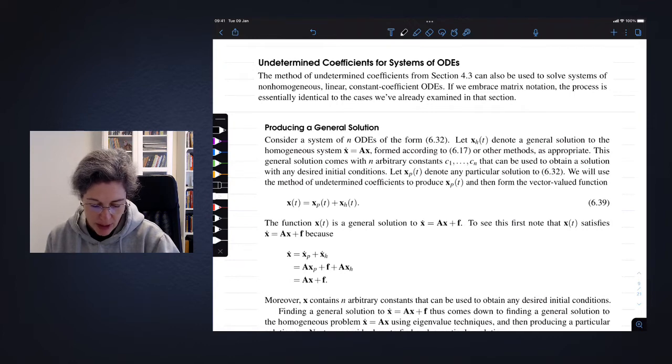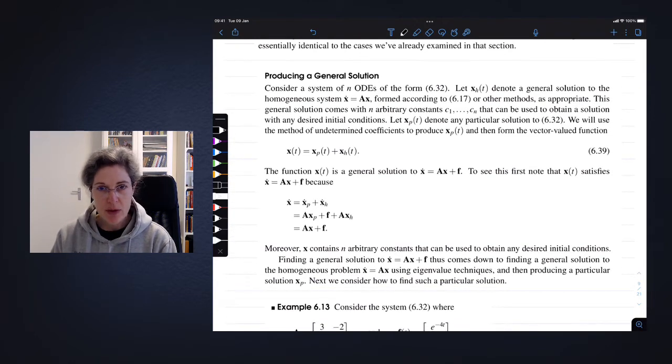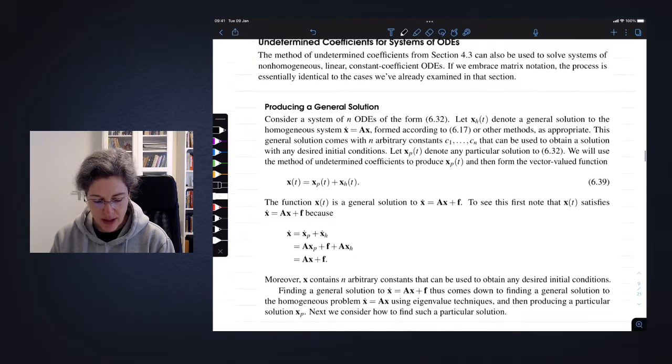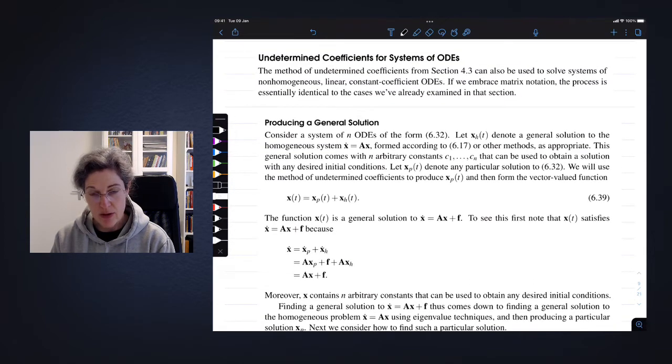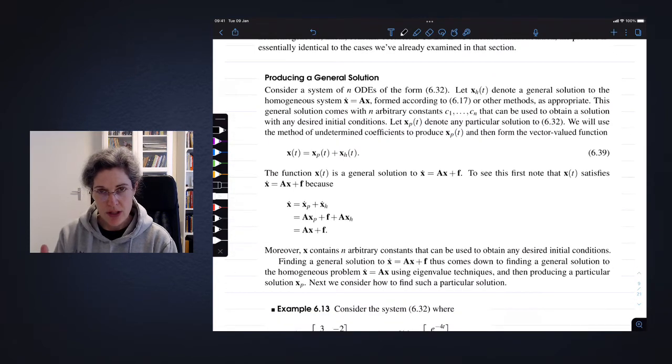So let's have a look at how we might do that. Remember when we were talking about the undetermined coefficients method, what we said was, if we've got a non-homogeneous DE, we can form our general solution by finding the solution to the homogeneous case and then finding a specific solution to the non-homogeneous case. And we can do exactly the same thing when we've got systems of DEs.